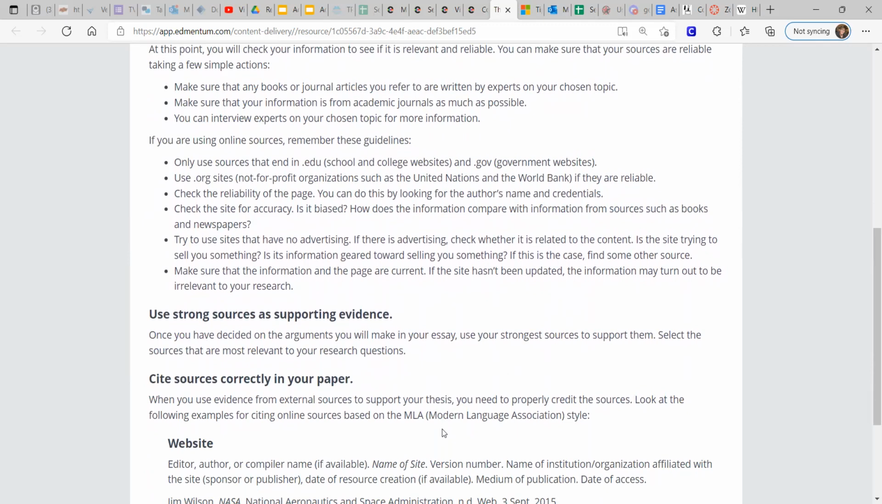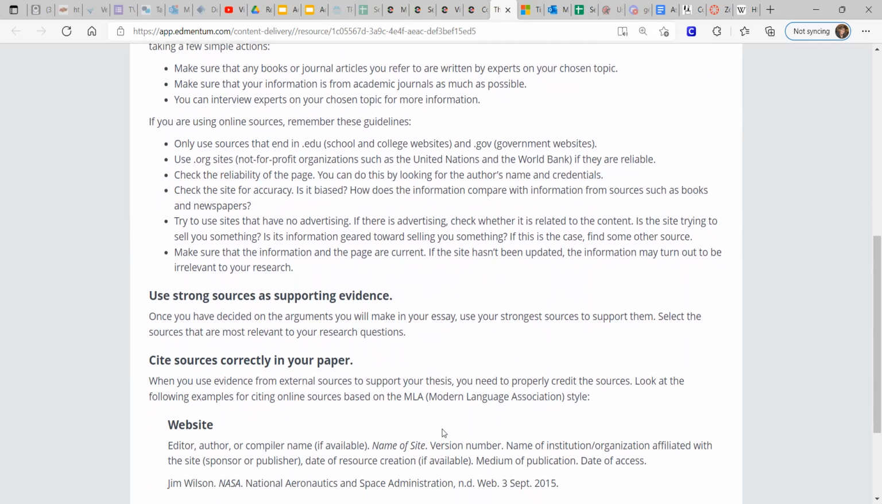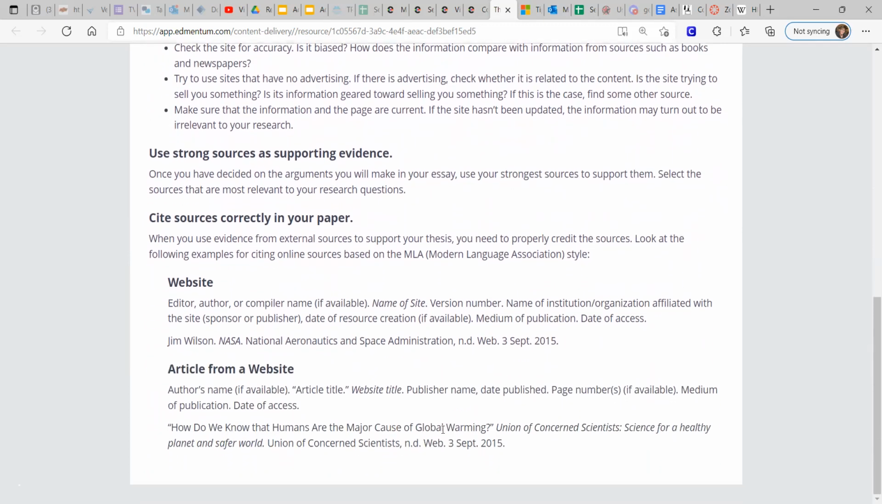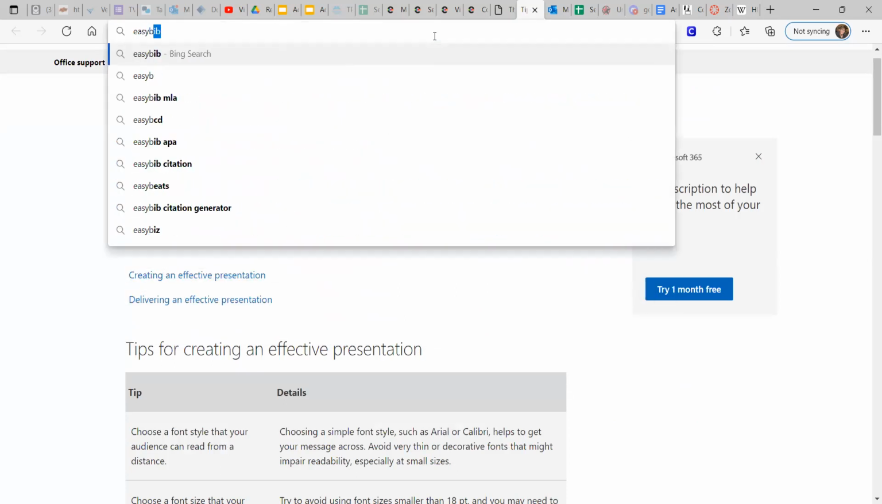And make sure the information is current. You want an updated site. If it's a very old site, that can bring up some problems, and it's probably not the most reliable information anymore. And of course, you want to cite sources correctly. EasyBib is a good way to get to learn how to do that.